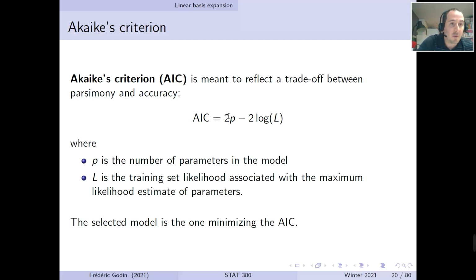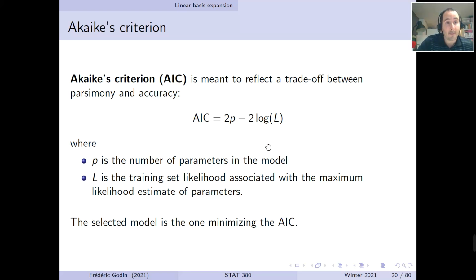But if we want the model to be as accurate as possible, we want the likelihood, and thus the log likelihood, to be as large as possible. So because there's a minus sign, this whole minus 2 log L, we'd like it to be as small as possible.